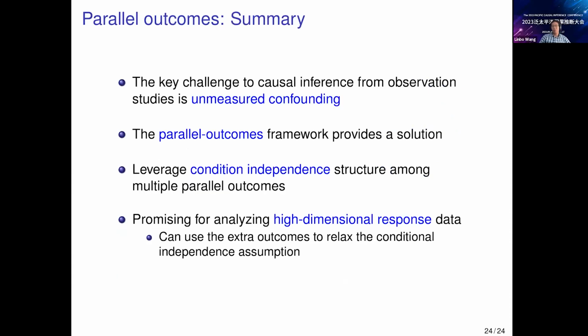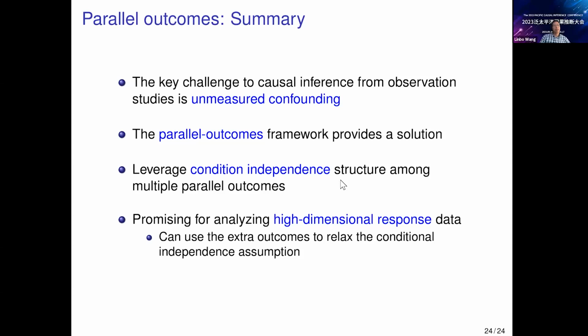Okay, I think I have 1 minute, so I will give a quick summary of the talk. We are trying to address the key challenge to causal inference from observational studies, which is unmeasured confounding. Unlike the other speakers in this session, I'm only going to use observational data and not any additional randomization to help identify this. Instead, we leverage the information contained in the multiple outcomes, and in particular, we assume a conditionally independent structure among these multiple outcomes.